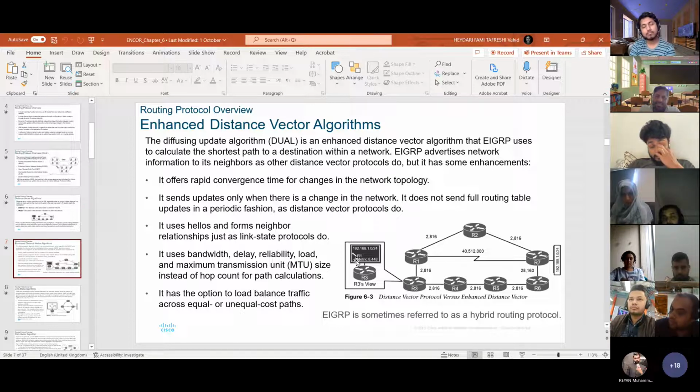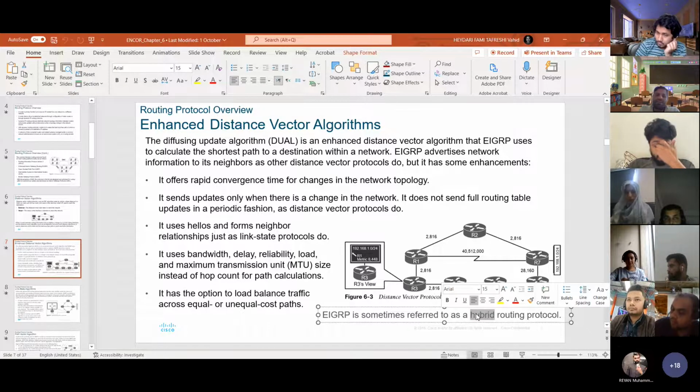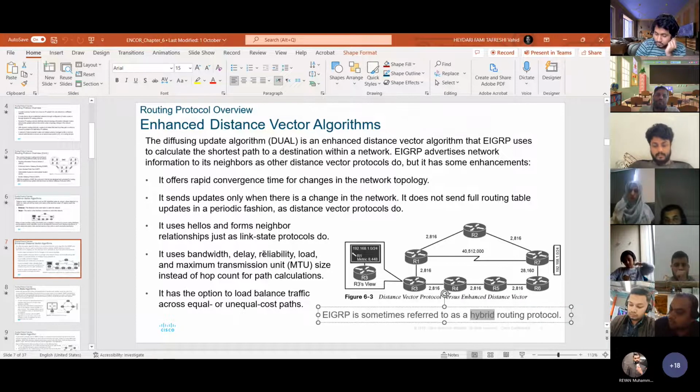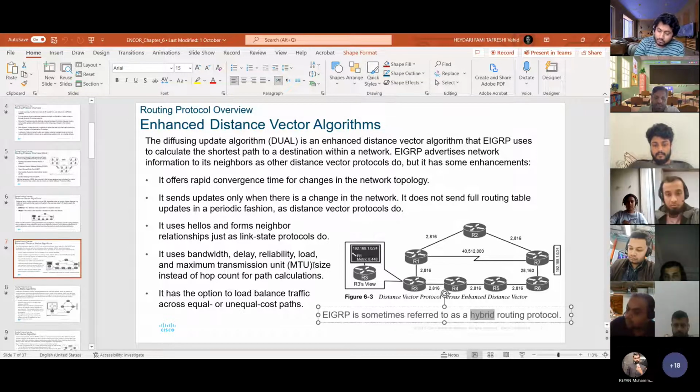And exactly because of this composite metric that we have for EIGRP, EIGRP is known as a hybrid routing protocol. They say sometimes hybrid. That hybrid refers to this composite metric that EIGRP has, unlike RIP and unlike OSPF.